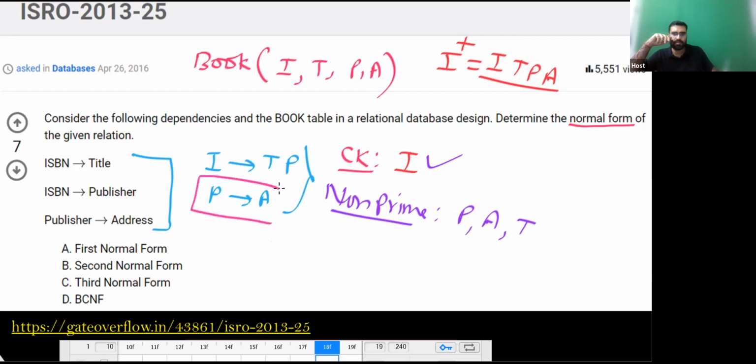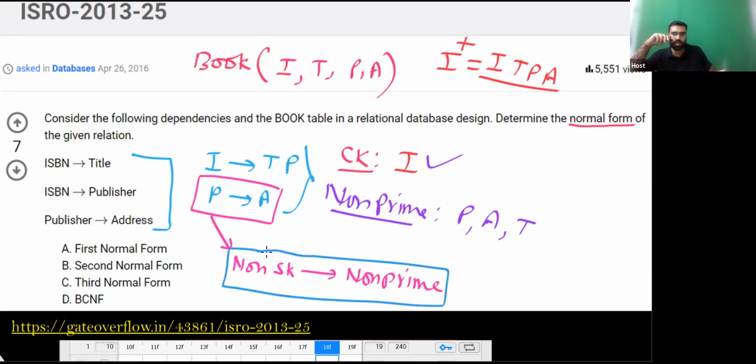First of all, look at this. Can I say what is happening here? P is not a super key, right? A non-super key is determining a non-prime attribute. Yes or no? P is not a super key. So a non-super key determines a non-prime attribute. This is a violation of 3NF. So it simply means not in 3NF, right?